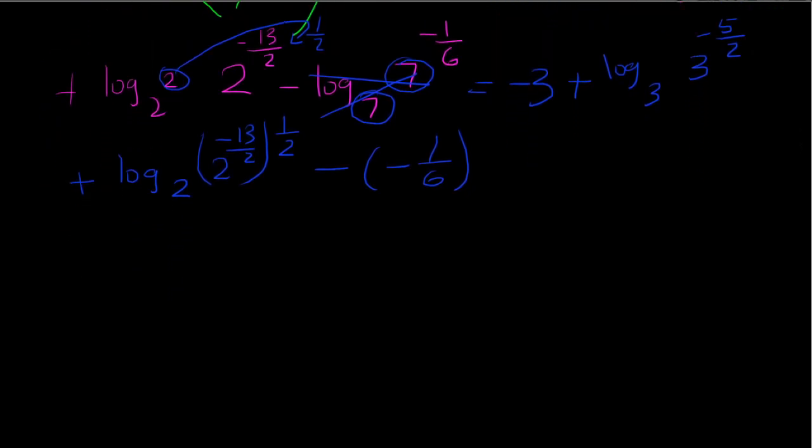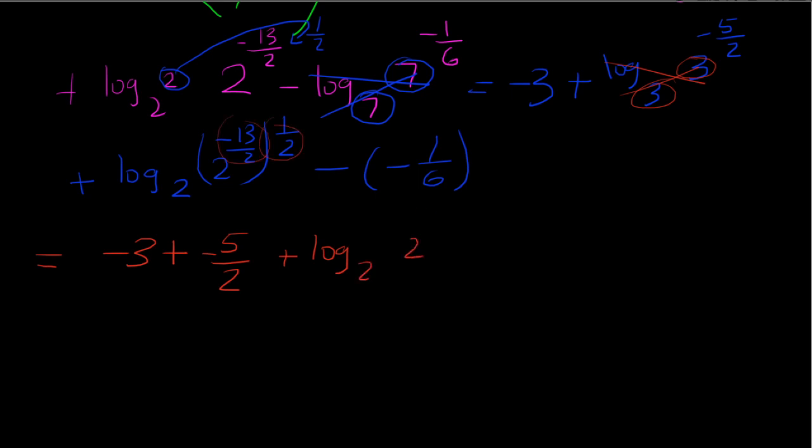Okay. So let's keep going. I have negative 3 plus, there's 2 3's here. That's going to cancel. So the negative 5/2 will come down. Plus log base 2. This is exponent to an exponent. We're going to multiply. That'd be negative 13 over 4. And then plus 1/6.